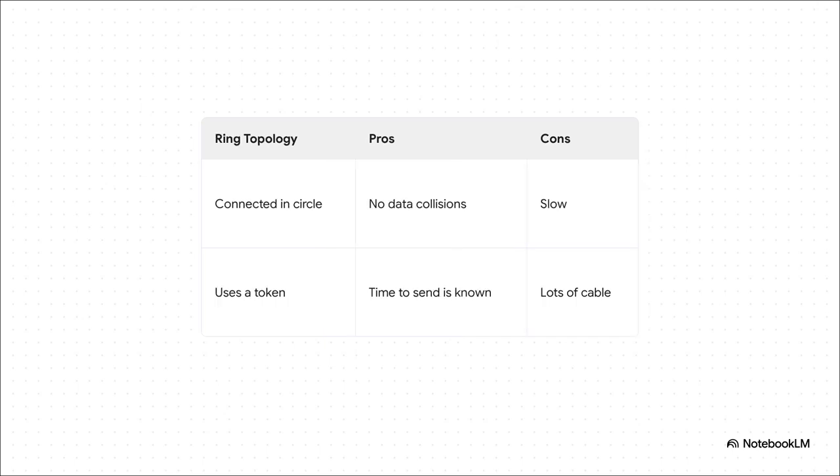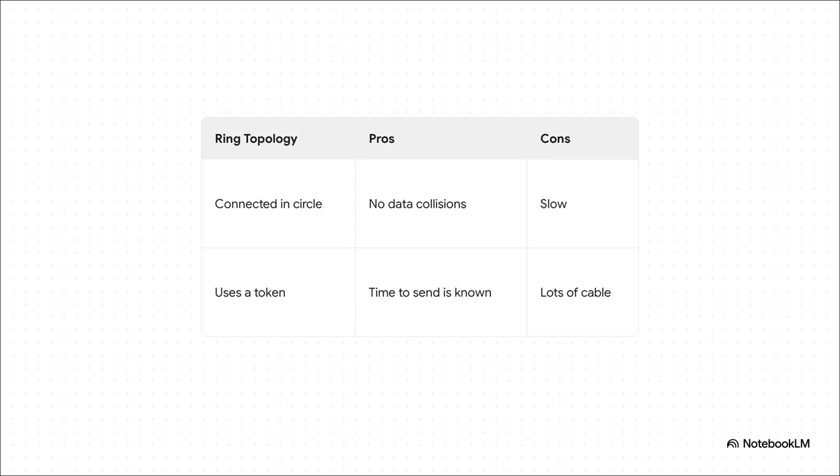Then there's the ring topology. This one's kind of like a polite one-way circular street. Data travels in a circle, from one computer to the next. It often uses a special signal. Think of it like a talking stick, called a token, to make sure only one device sends data at a time.